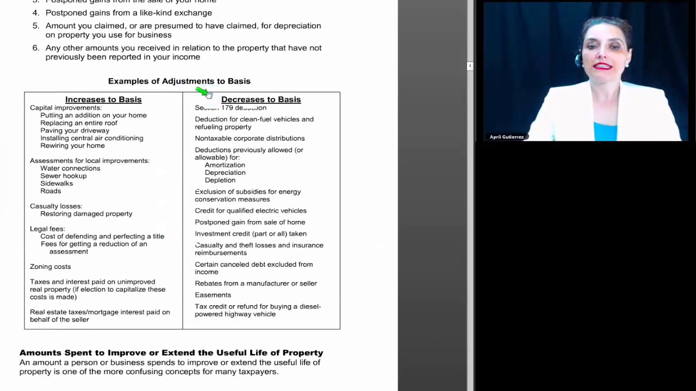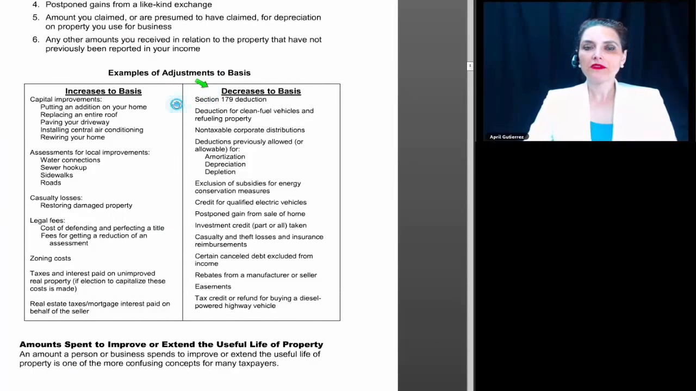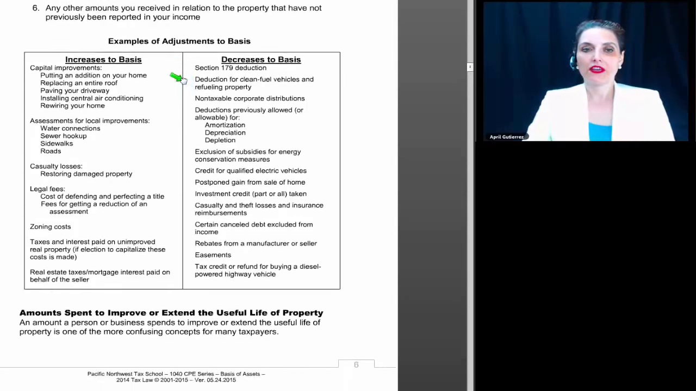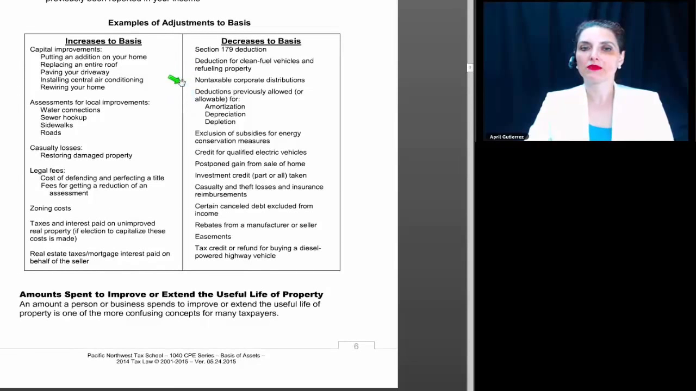So now let's look at decreases to basis, things that will cause your cost in the property to decline. Firstly, we have the Section 179 deduction. We also have the deduction for clean fuel vehicles and refueling property, non-taxable corporate distributions, deductions for previously allowed or allowable for amortization, depreciation, and depletion.